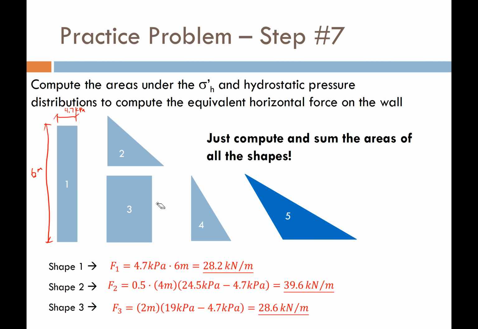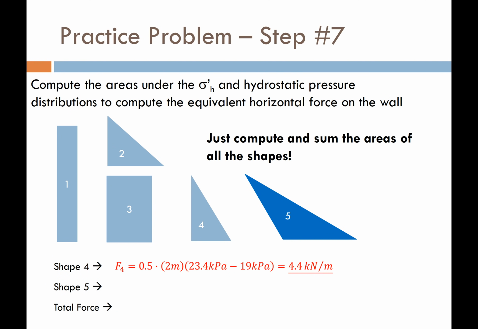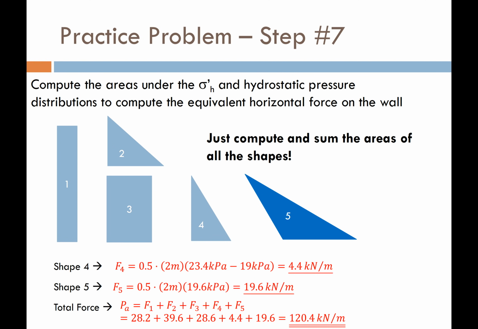So go ahead and you can write these equations down for the different shapes. But what I want you to do is go back through the numbers we calculated and see where these stresses, 19, 24.5, 4.7, 4.7, see where those stresses come from so that you understand what we're doing. The final shapes, shape number 4, that's the triangle, and shape number 5, the triangle from the water. So once I have the areas for all these 5 different shapes I created, just sum them together. And by summing those, that gives us the equivalent force acting on the wall.